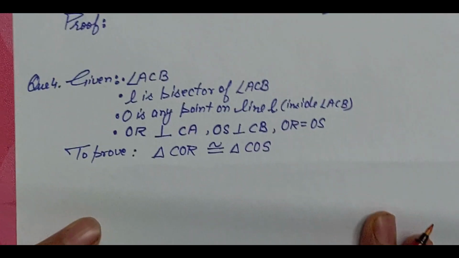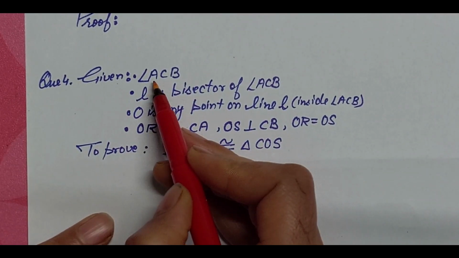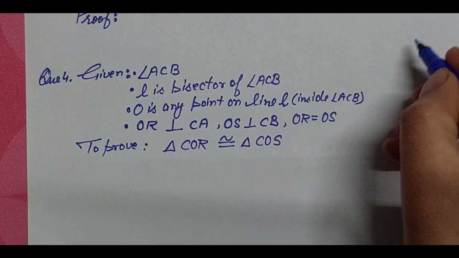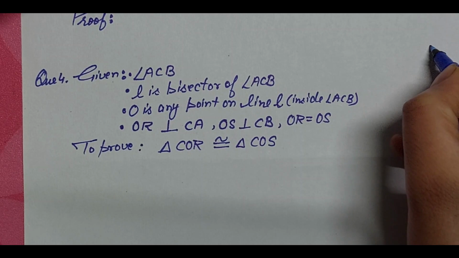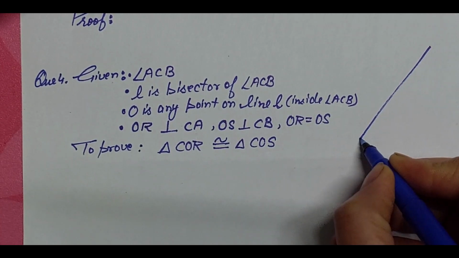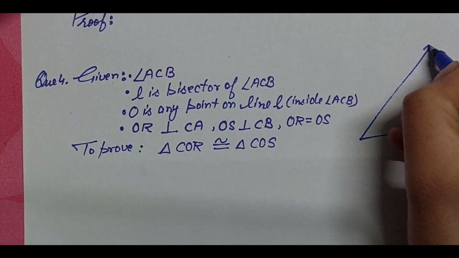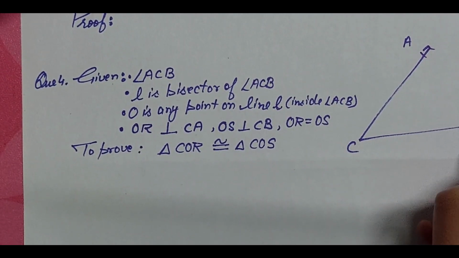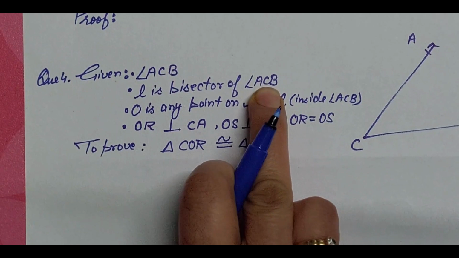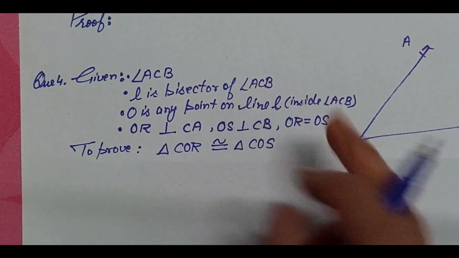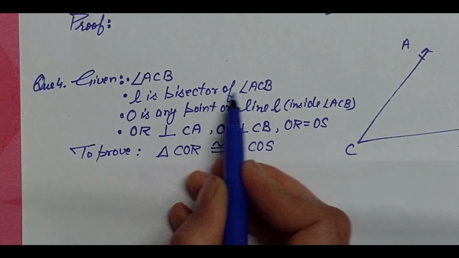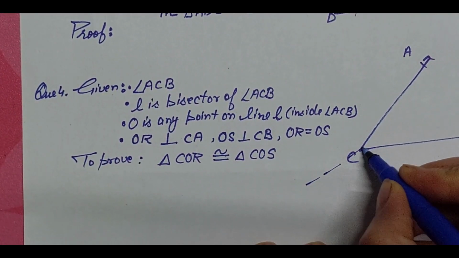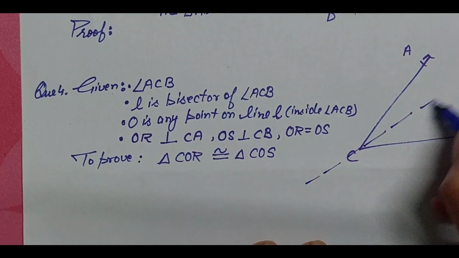Now if we come over to the fourth, what do we have? We have an angle ACB. Some of you were not able to make the figure here. So this is angle ACB. The vertex is at C, the middle letter. So this is angle ACB. L is the bisector of ACB. So we have to draw a line L, which is the bisector of this angle.